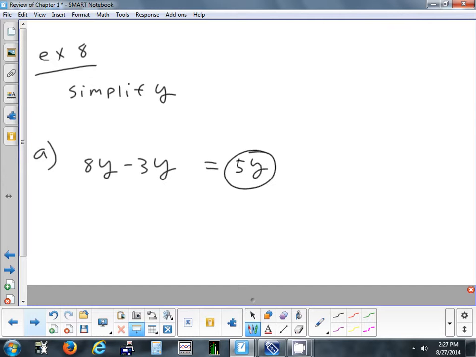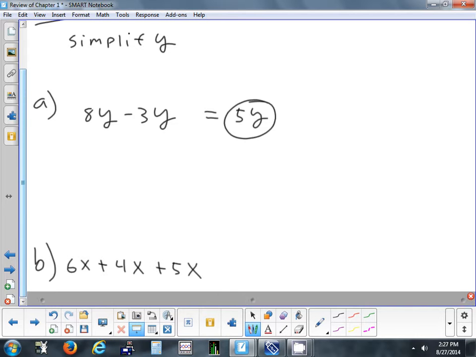Perfect. On a test, what I'd like to see is you circle your answer. Sometimes there's a lot of work. I want it circled so I can find it quick. The easier I can read your test and find your answer, the more likely you're going to get a higher grade. Okay? All right, let's try this one.